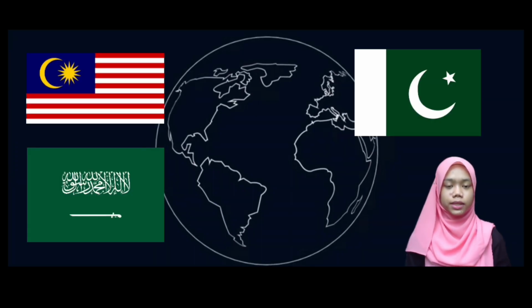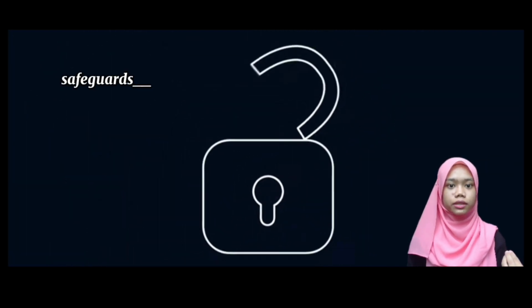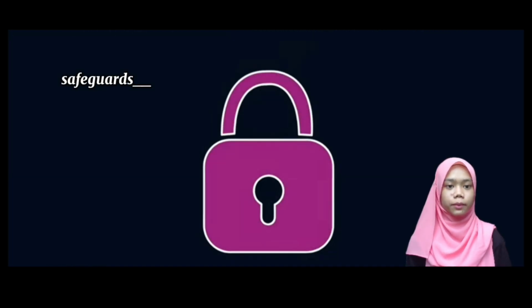So from here you can see that each country, which is Malaysia, Saudi Arabia and also Pakistan, has its own law that covers various types of cybercrimes. However, the law in each country has the same aim, which is to safeguard the digital landscape and also to deter cybercriminal activities.